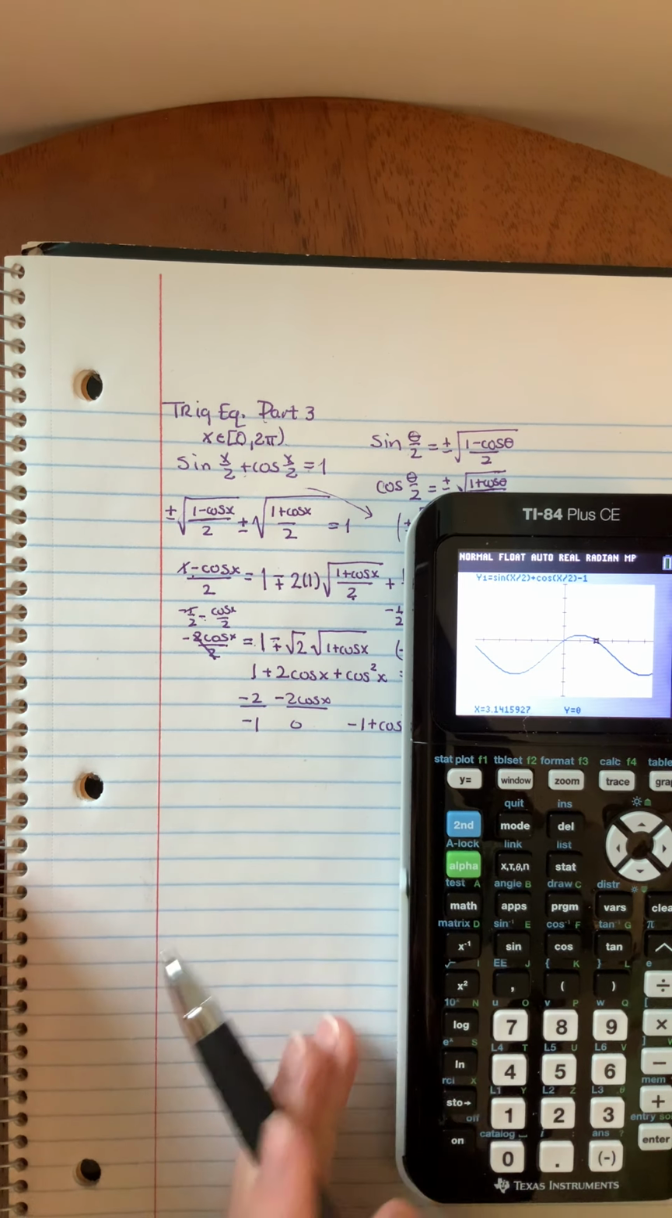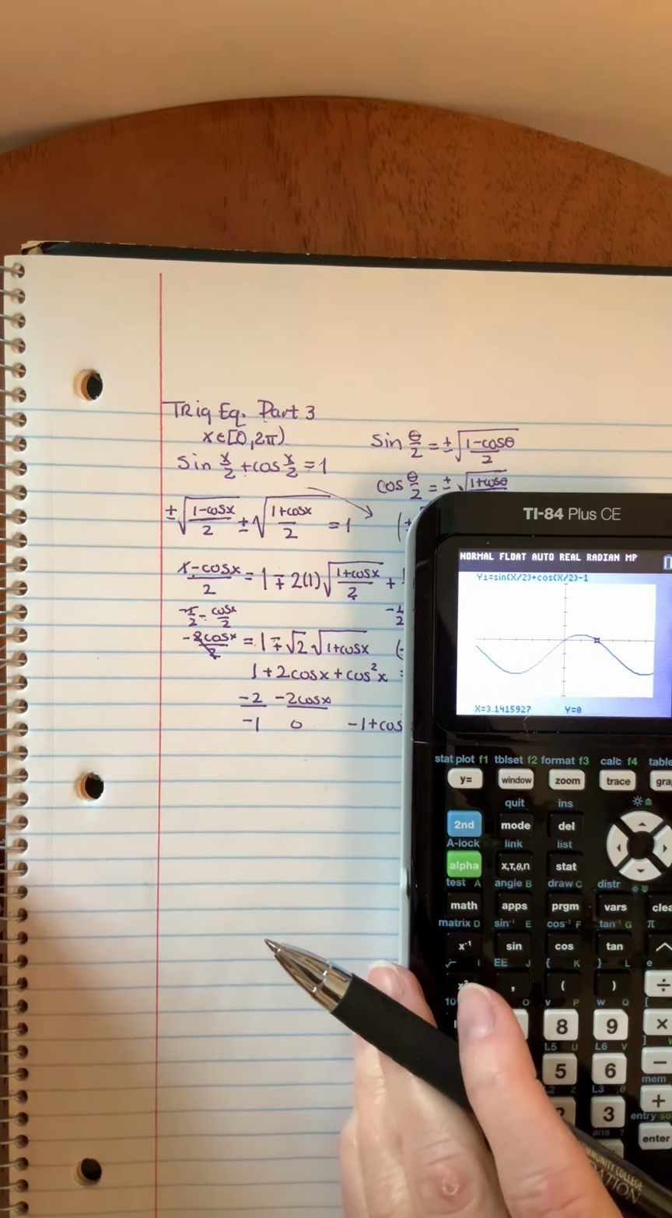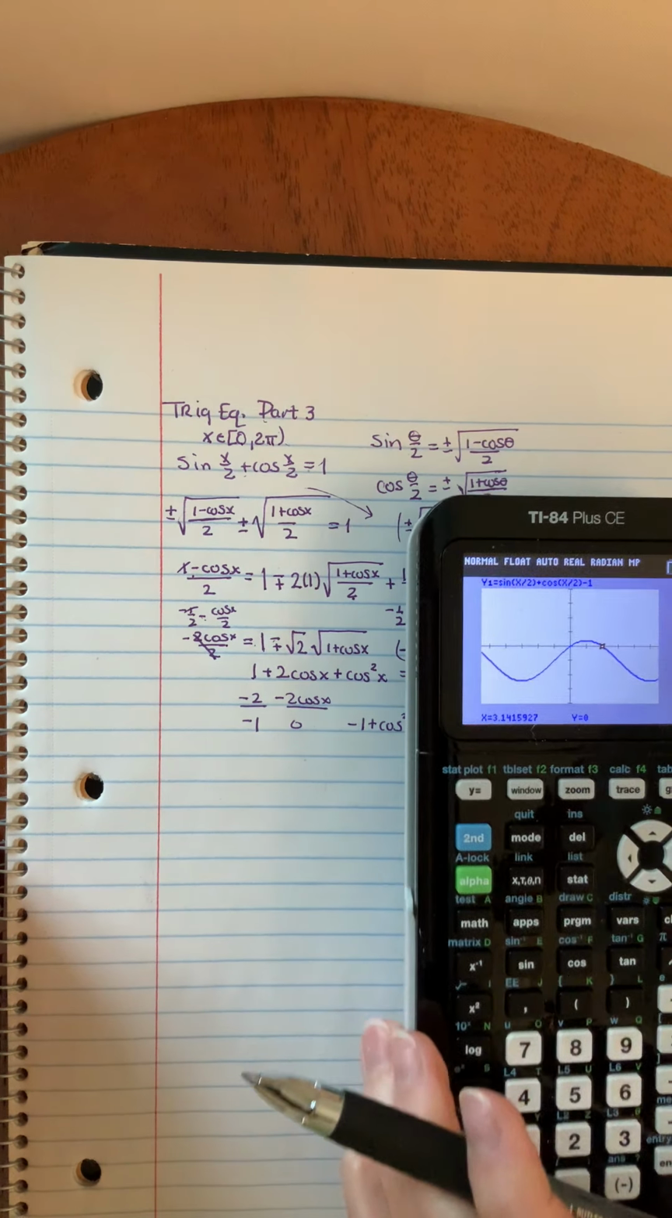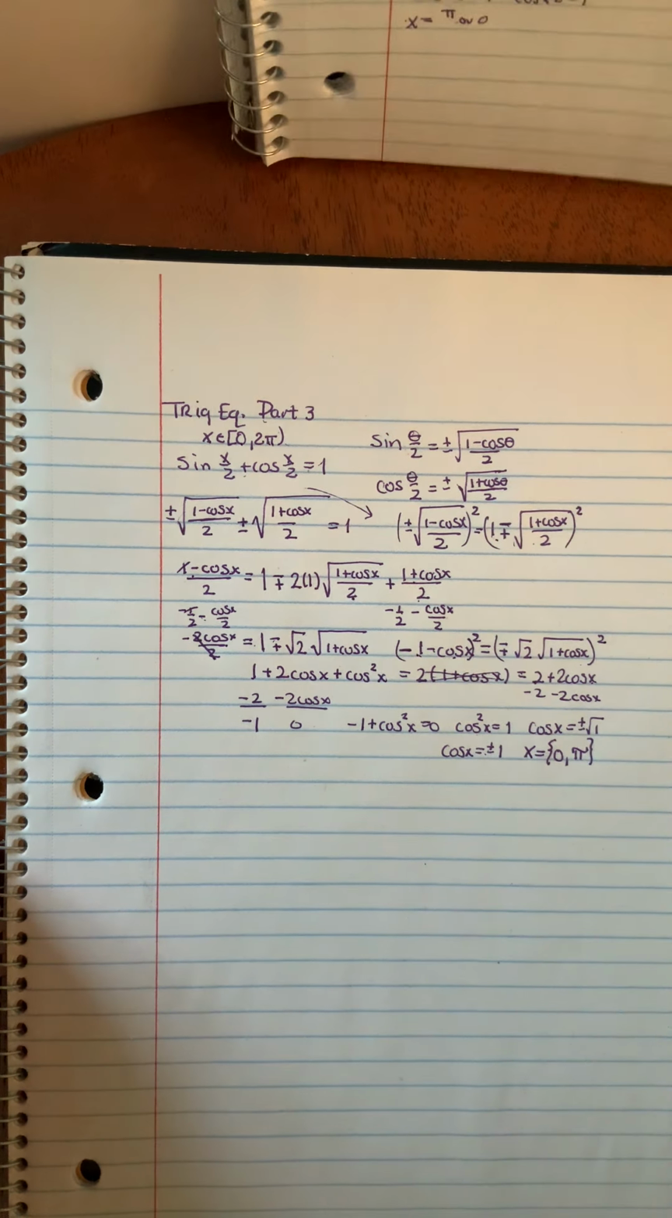Our problem didn't have any extraneous solutions. The two answers are 0 and pi. So that one had quite a bit of algebra involved. Now let's look at a problem that's a little bit less taxing perhaps, but a word problem.